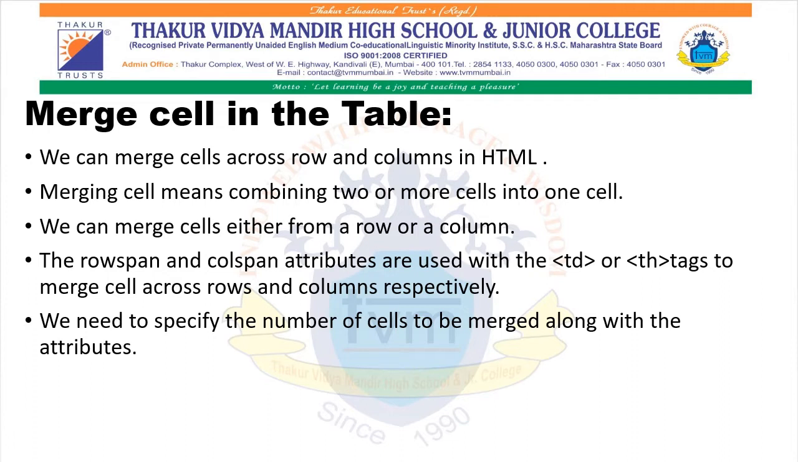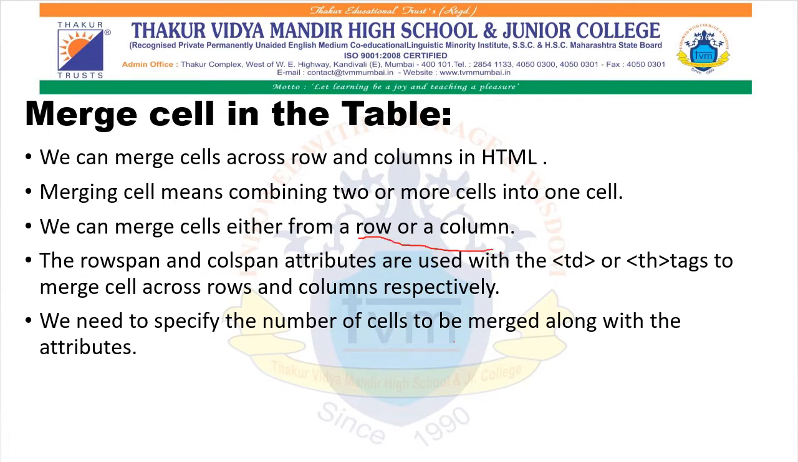As till now we have seen in MS Excel or MS Word, we are able to merge two or more cells and combine them to form one cell. In the same way we are going to merge two or more cells to make one cell in a table in HTML. To merge a cell means combining two or more cells into one cell. You can either merge the cells in the row or in the column.